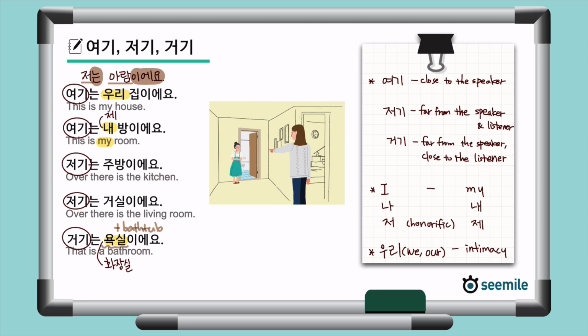Now repeat after me out loud. 여기는 우리 집이에요. 여기는 내 방이에요. 저기는 주방이에요. 저기는 거실이에요. 거기는 욕실이에요. Now let's watch and see what furniture there is inside the kitchen and living room.